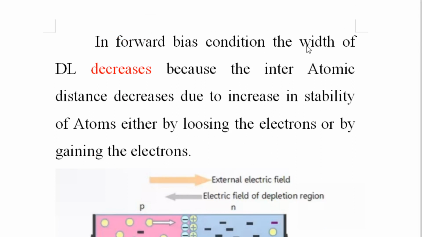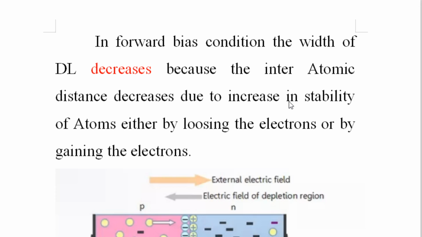In forward bias condition, the width of the depletion layer decreases. What is the reason? Because the interatomic distance decreases. The interatomic distance, the distance between two atoms, decreases due to the increase in the stability of atoms, either by losing the electron or by gaining the electron.